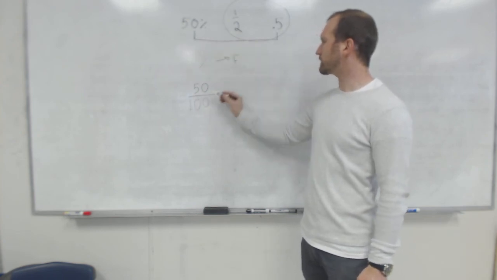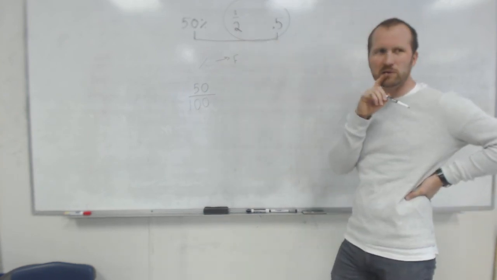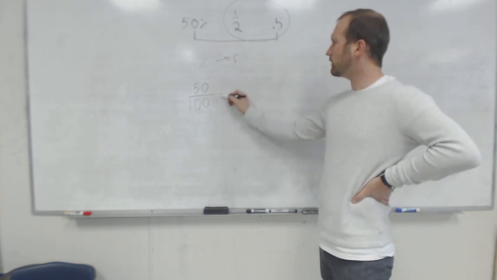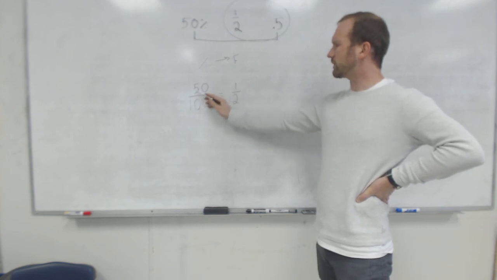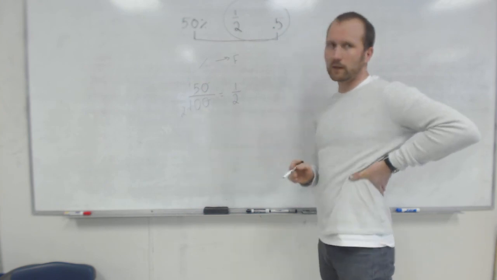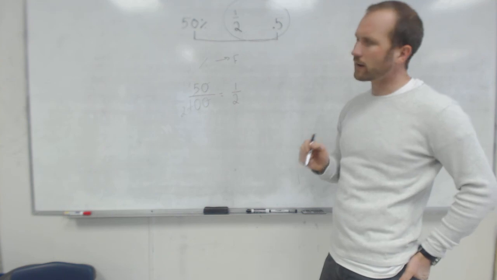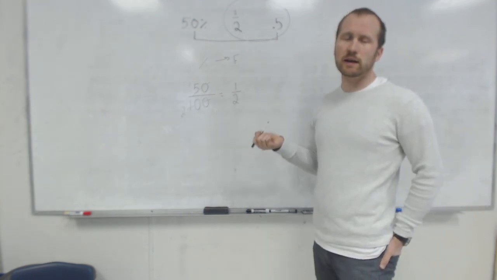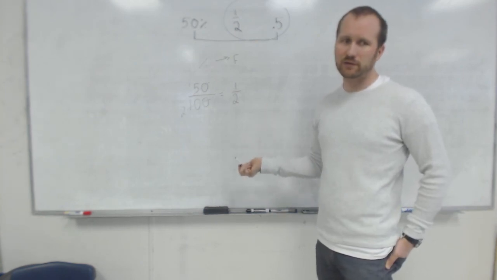So 50% as a fraction is 50 over 100. But wait, we said it was 1 over 2. Did we do something wrong? Now we have to reduce it. So 50 over 100 is equal to 1 over 2 because they both can divide by 50. So when you have a percent, you put it over 100. Now, the reason I don't necessarily like this method is because you could end up with a decimal in your fraction, which you don't ever want to have, right?